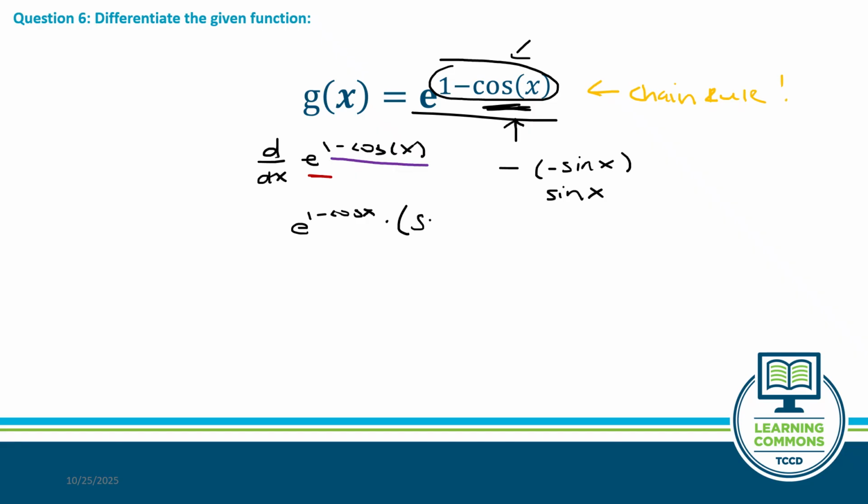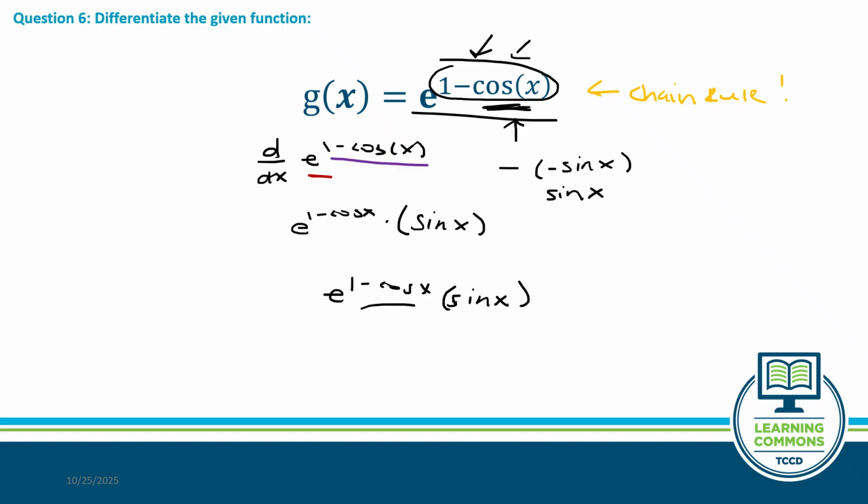So here you have it. So e to the 1 minus cosine x times sine x. This writing is horrific. I'm so sorry. For some reason, my pen is just not liking that it's so small.